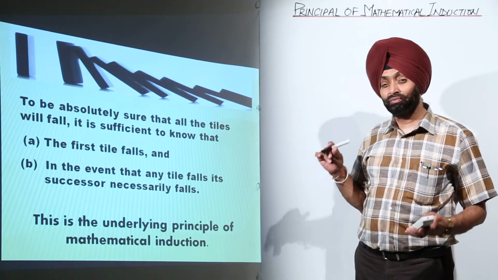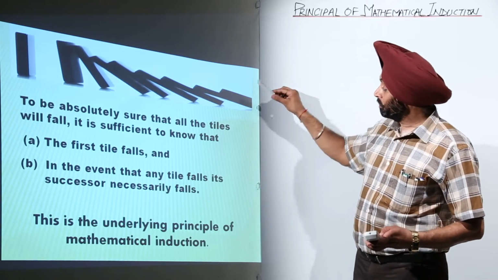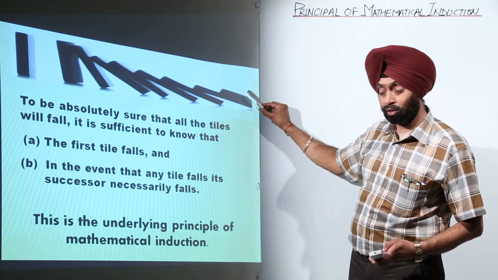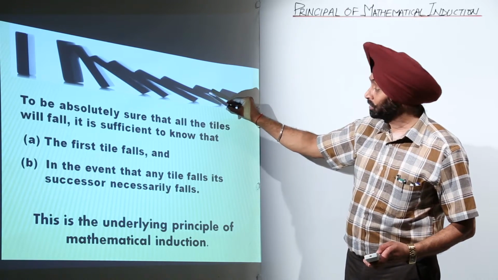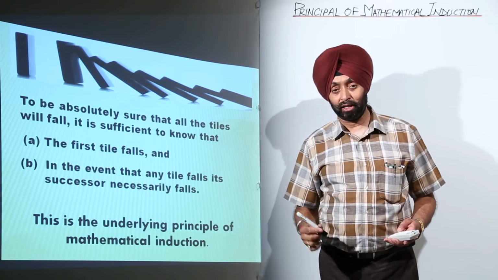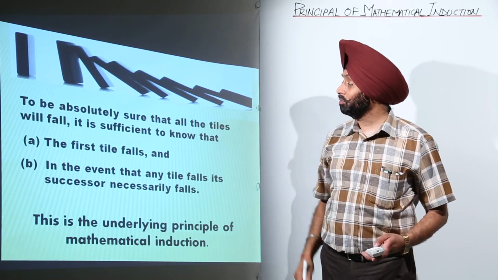Now this was a very simple example, just giving you a brief idea. According to the second condition, number one is that this tile should fall, and number two is that if this is falling, then this should also be falling, and if this is falling, this should also be falling. So that is the principle of mathematical induction. We are going step by step. Now let me give you one more example.